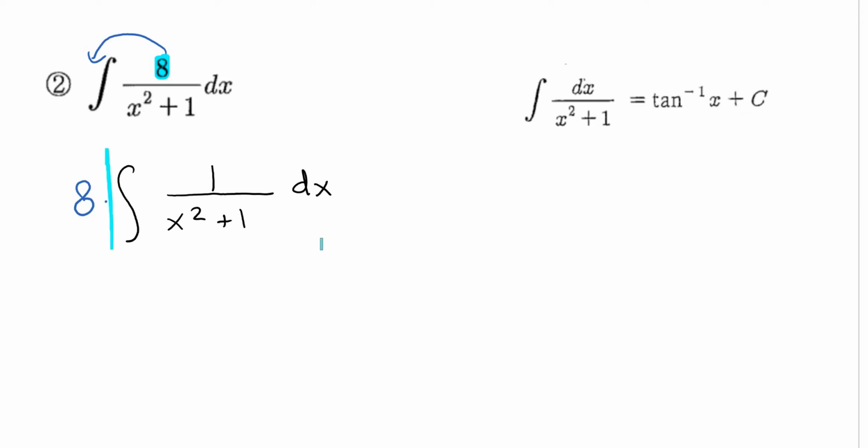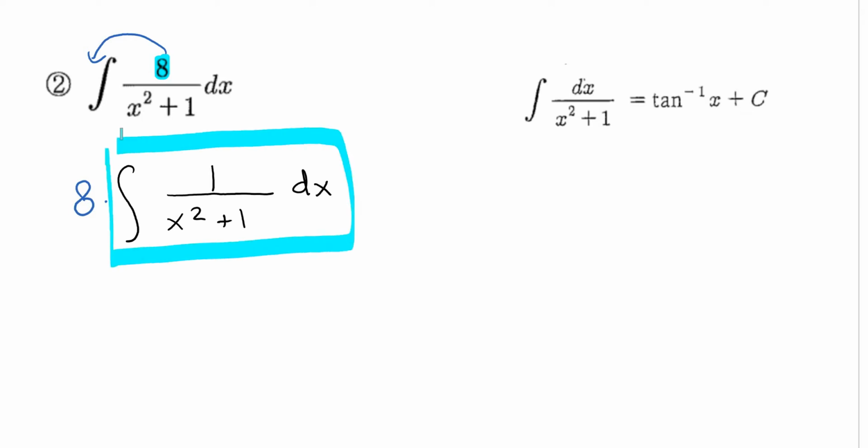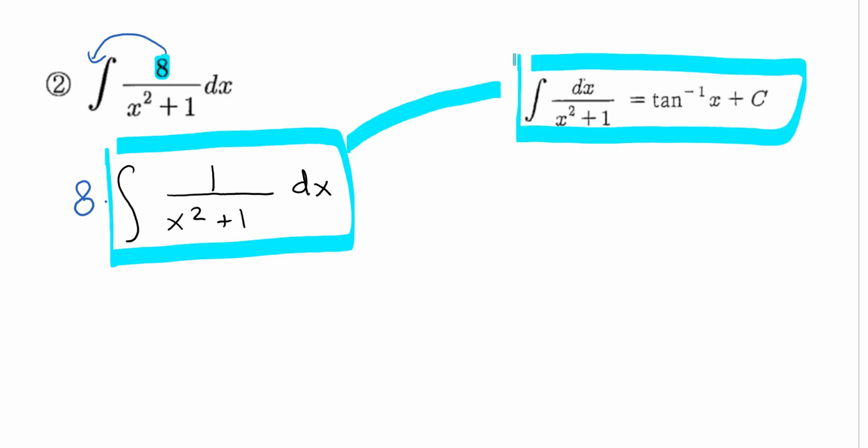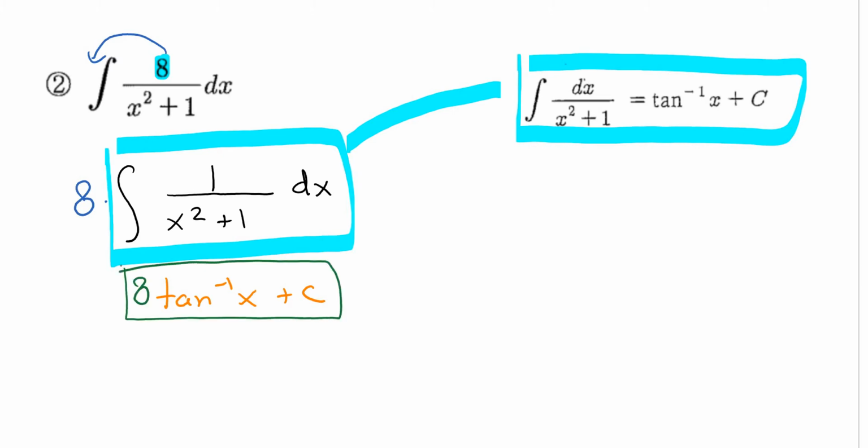And then ask yourself, does this integral look like something from one of the formulas on your reference sheet? And it does. The antiderivative of 1 over x squared plus 1 is going to be the inverse of tan x plus c. So this is going to be the inverse of tan x plus c, and then the 8 just remains at the front. So there's your final answer for that problem.